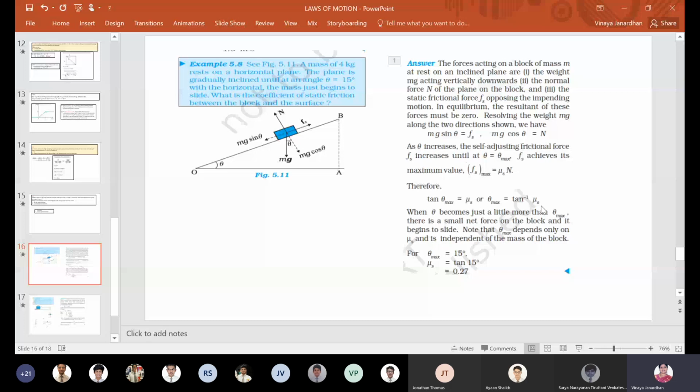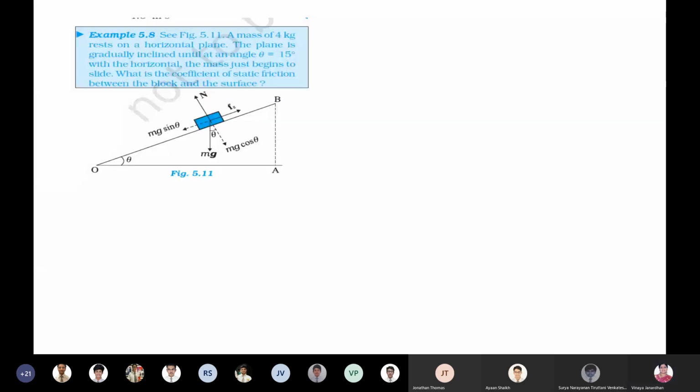Textbook numerical as well as worked out numerical of laws of motion. Now look at this. A mass of 4 kilogram. It's a textbook worked out numerical. A mass of 4 kilogram rests on a horizontal plane. The plane is gradually inclined until at an angle of theta equal to 15 degrees with the horizontal, the mass just begins to slide. What is the coefficient of static friction between the block and the surface?